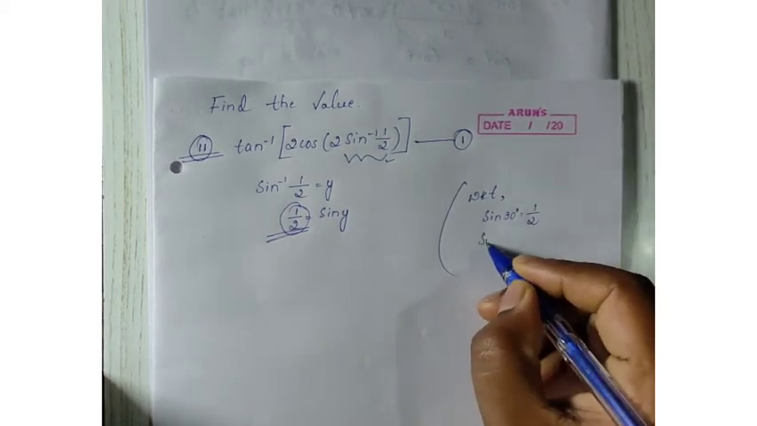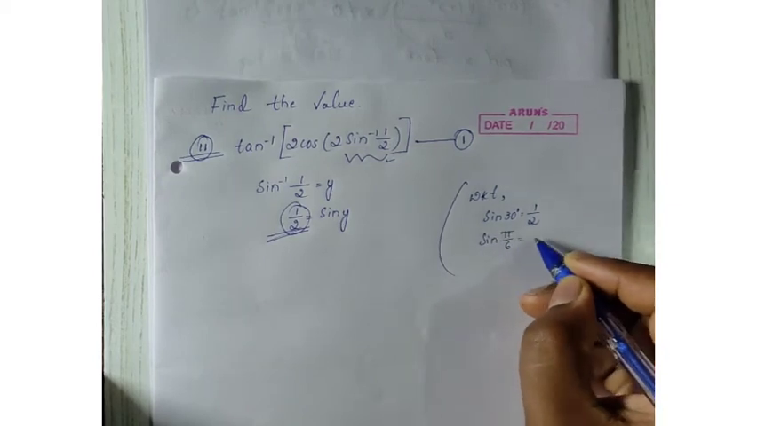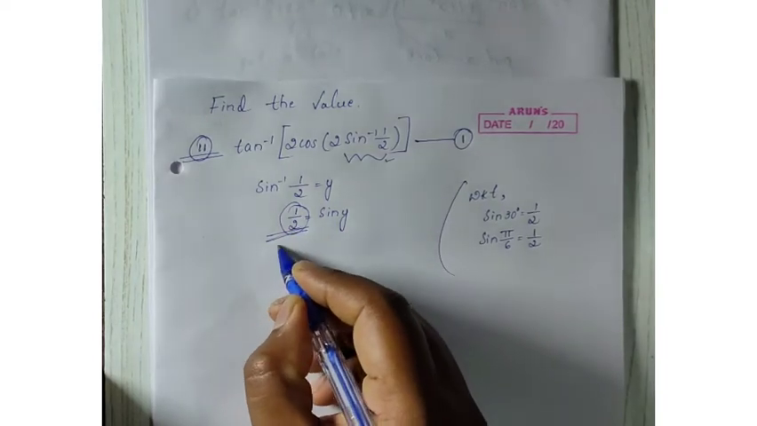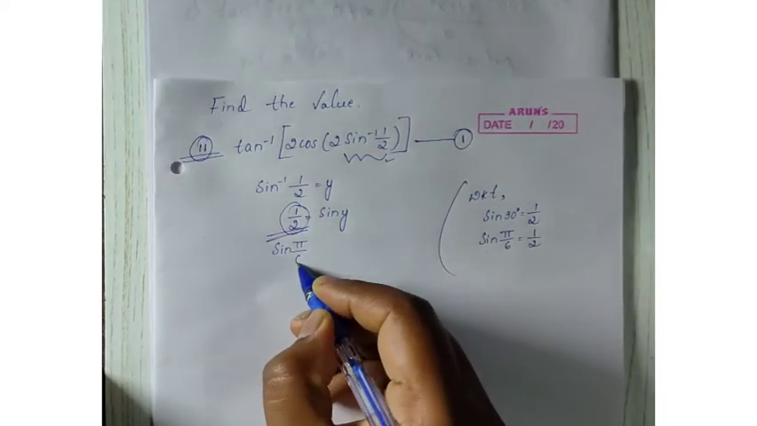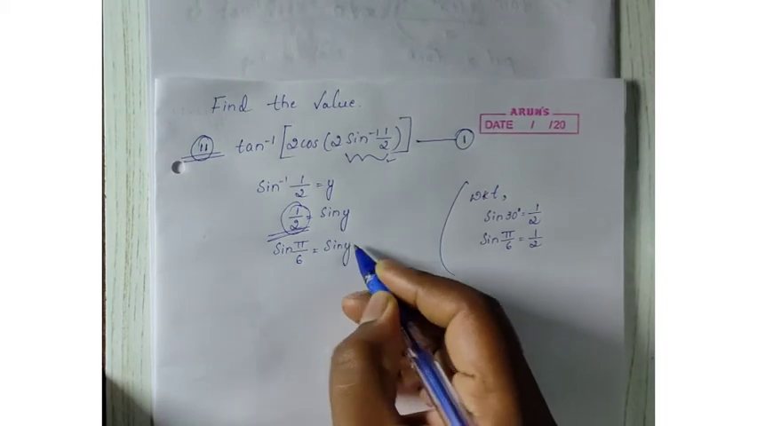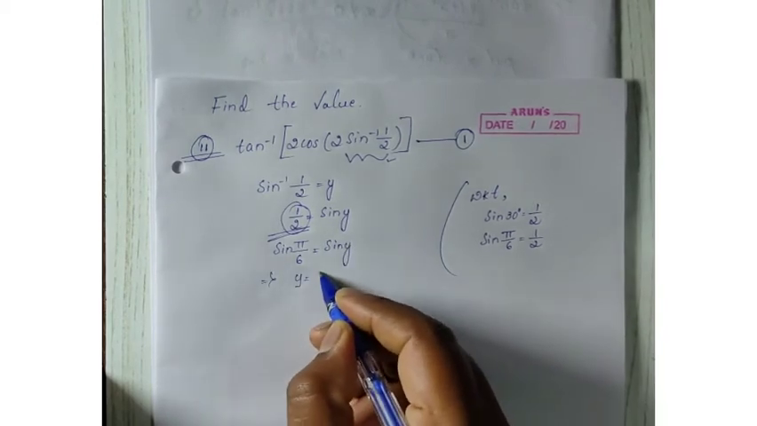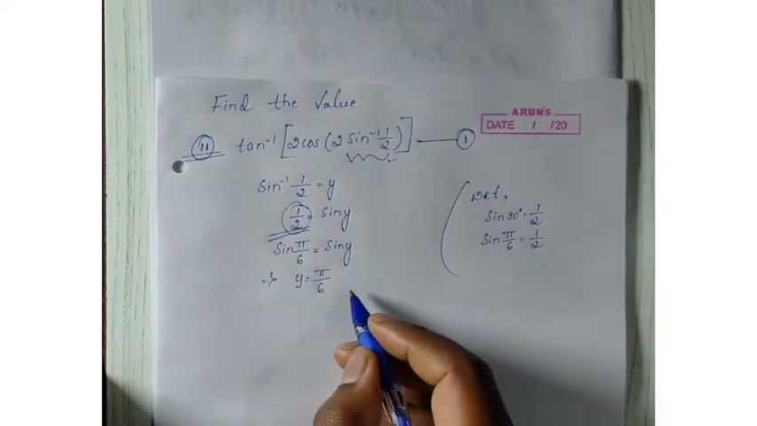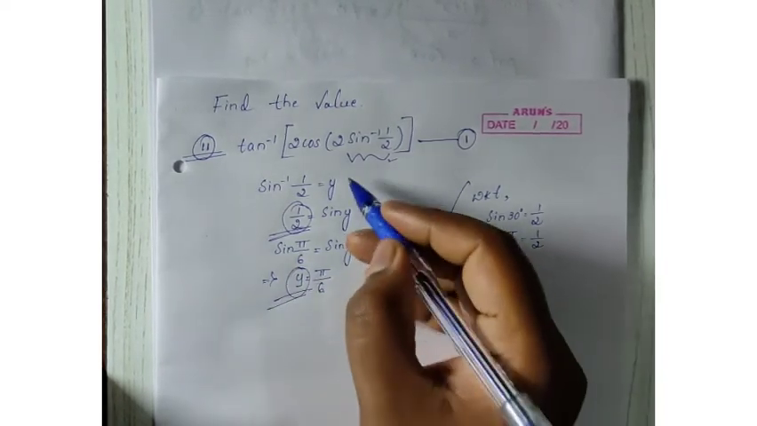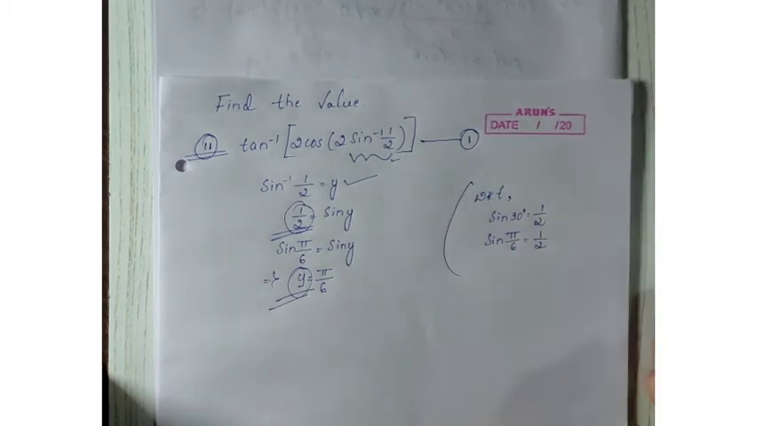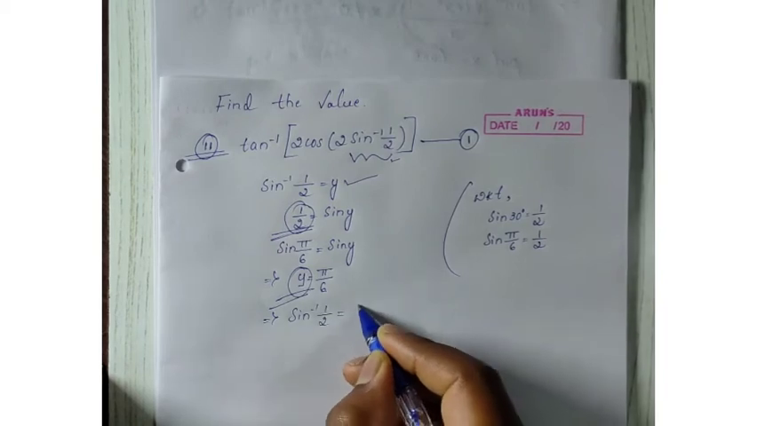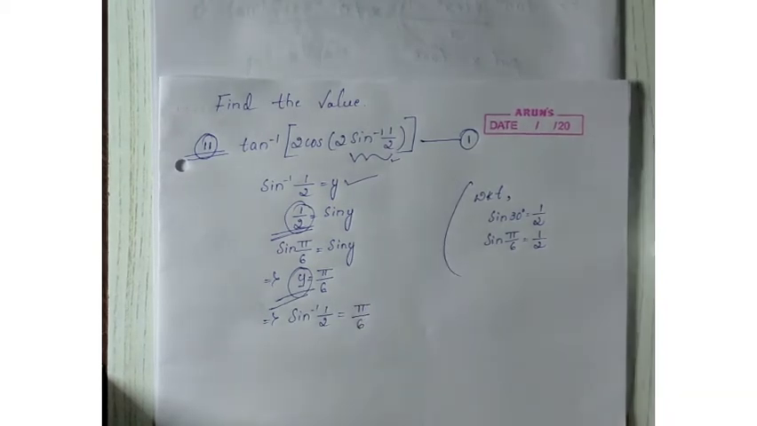right? That is nothing but sine pi by 6 is 1 by 2. Therefore, 1 by 2 can be replaced by sin pi by 6 is equal to sin y. Therefore, this implies y is equal to pi by 6. Now, we know what is y, that is sin inverse 1 by 2, right? Therefore, this implies sin inverse 1 by 2 is equal to pi by 6. This is nothing but pi by 6 is the principal value of sin inverse 1 by 2. That's it.